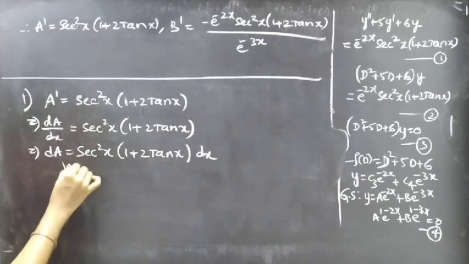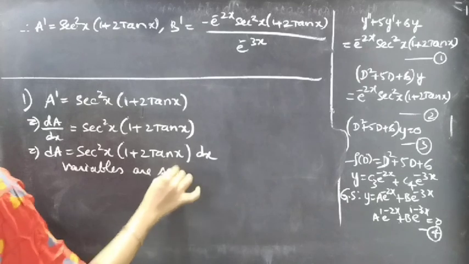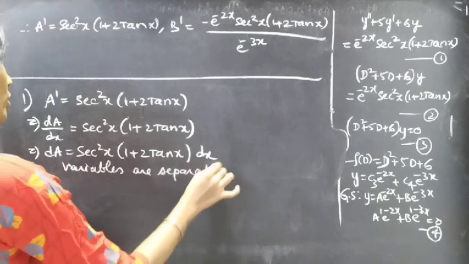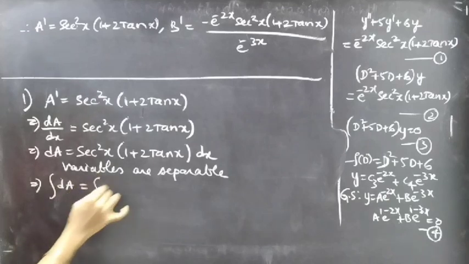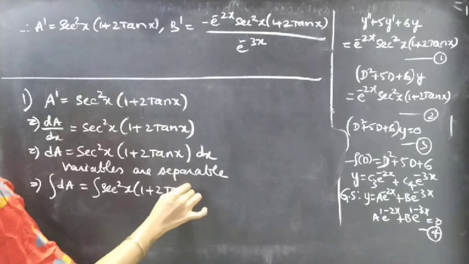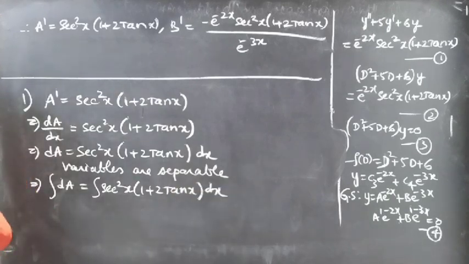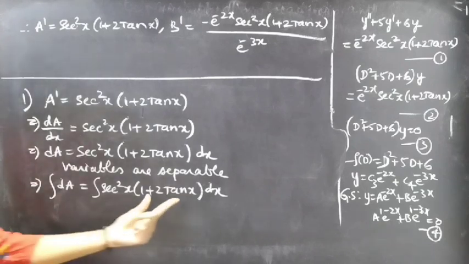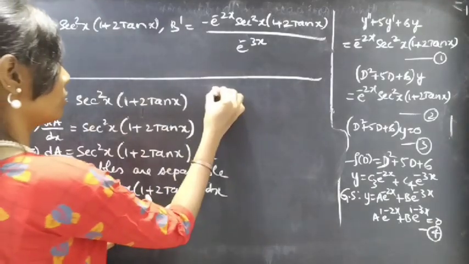Here the variables are separable. So we can perform integration. Integral dA equal to integral secant square x of 1 plus 2 tan x into dx, right? Let f of x equals to 1 plus 2 tan x, okay?